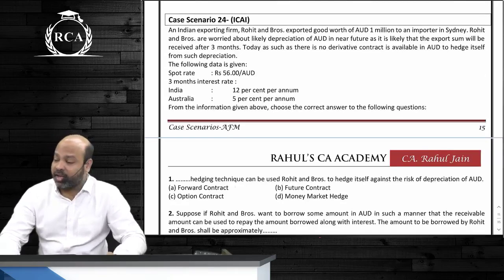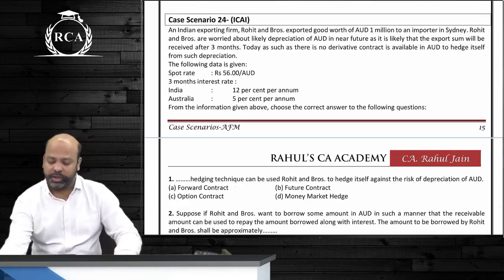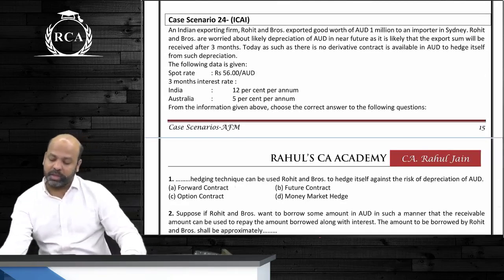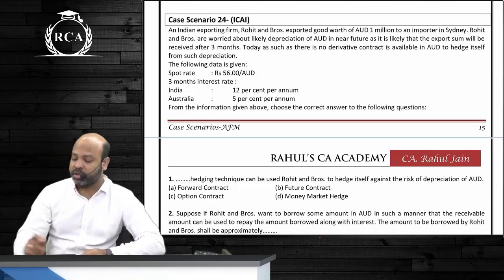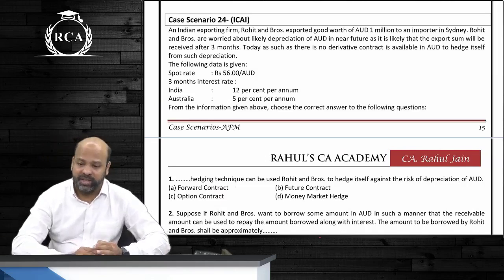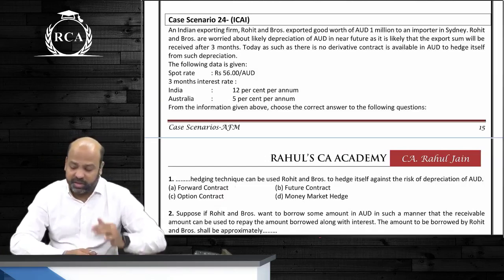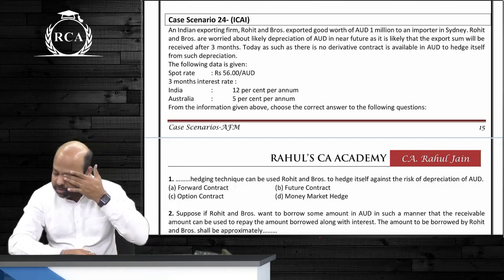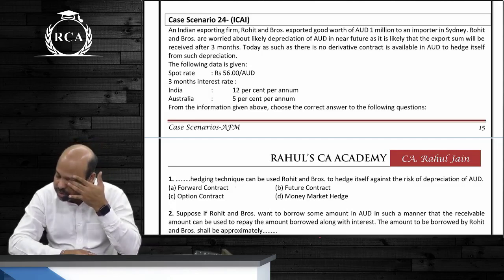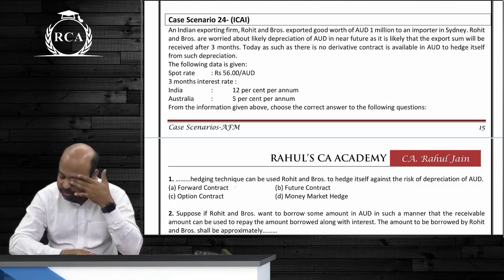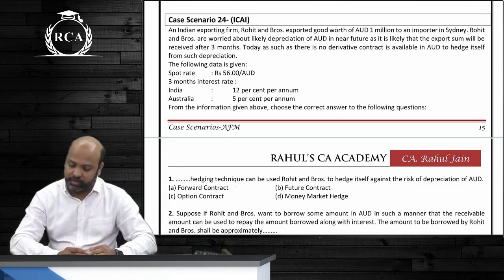Next. Indian exporting firm Rohit and Brothers exported goods worth 1 million Australian dollars to an importer in Sydney. Guys, we did the same question, but with a different figure. Rohit and Brothers are worried about the likely depreciation of AUD in near future, as the export sum will be received after 3 months. Today, there is no derivative contract available in AUD to hedge itself. The following data is given.